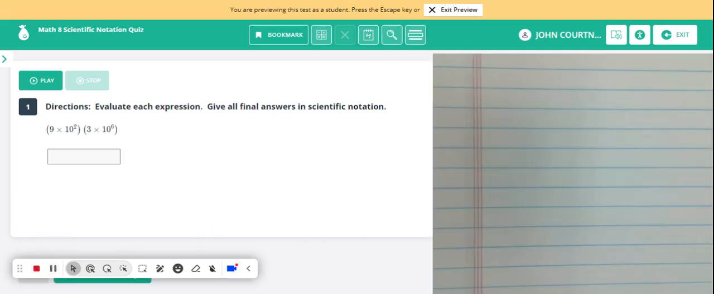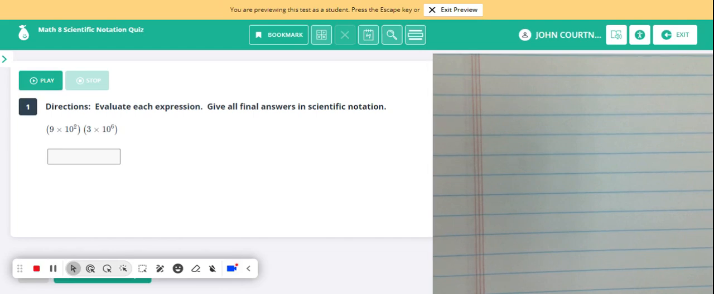So let's talk about our last quiz and see how we did on it and what we did correctly, maybe some things we need to improve on. Looking at number 1 to start with, we're multiplying in scientific notation.